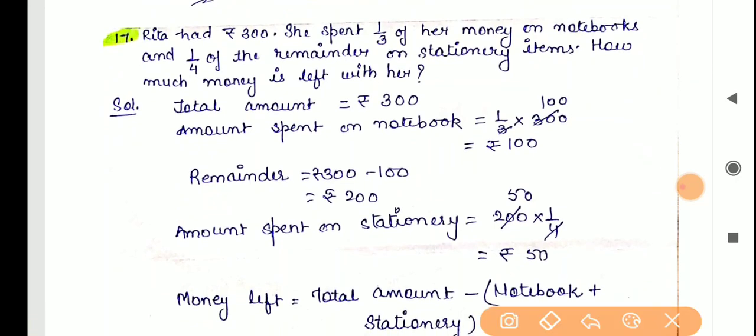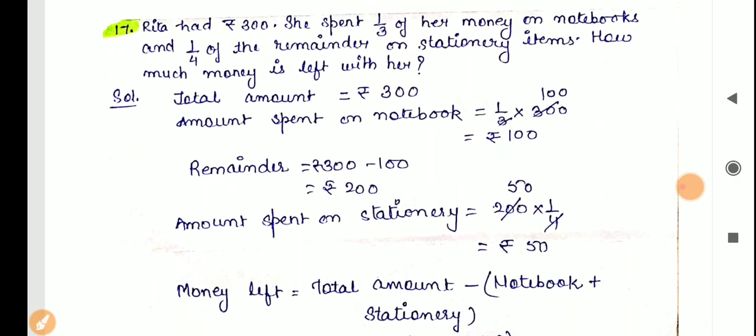Rita had rupees 300. Nice question. She spent 1/3 of her money on notebooks and 1/4 of the remainder on stationery items. How much money is left with her? This question is also similar to the question we have done in the previous video.